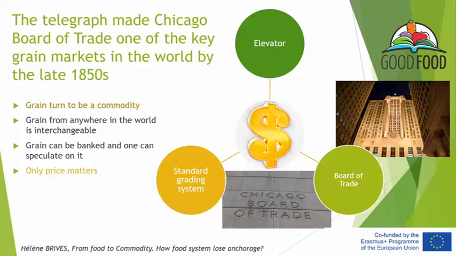On this new market, grain turned into a commodity. Grain from anywhere in the world is interchangeable. Grain can be banked and one can speculate on it. And most important, only price matters.